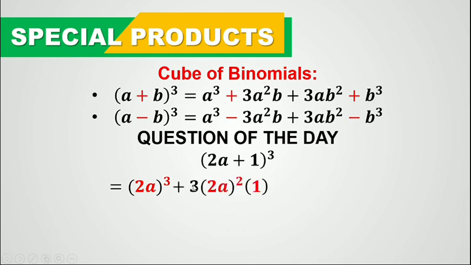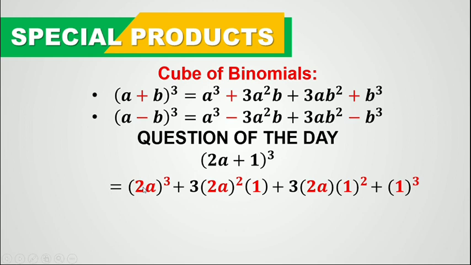So plus 3 times the product of the square of the first term and the second term. So this is the first term, right? So we're going to square that, and then times the second term, which is 1, and then plus thrice the product of the first term and the square of the second term. So the second term is squared, and then plus the cube of the second term. So 1 cubed. And then we're going to simplify this further.